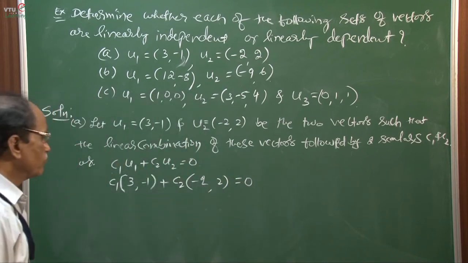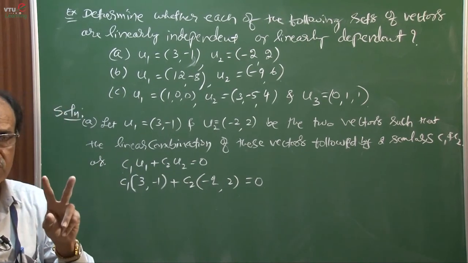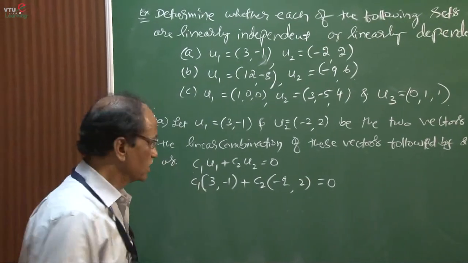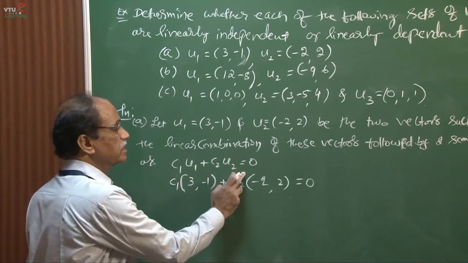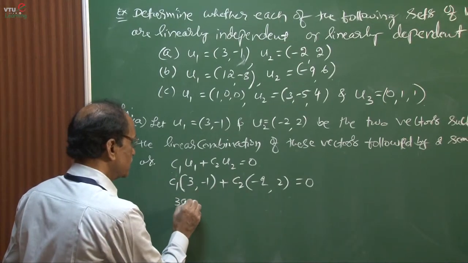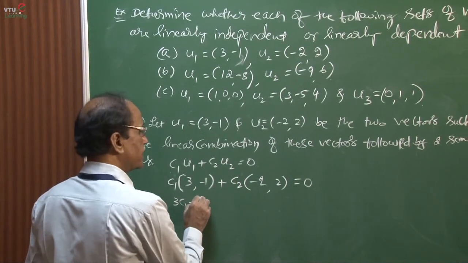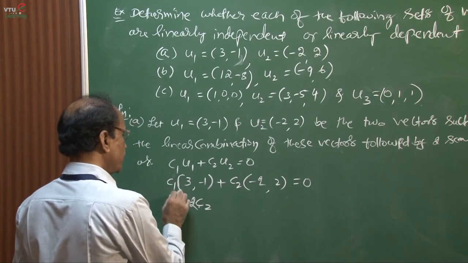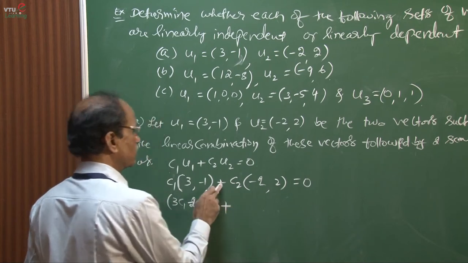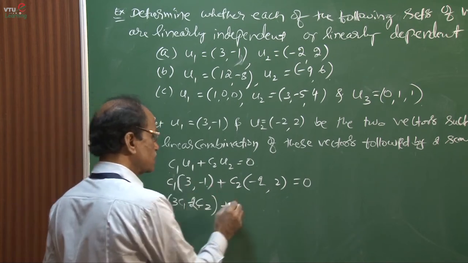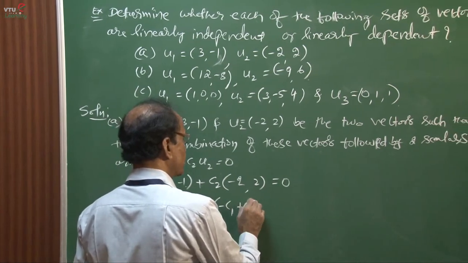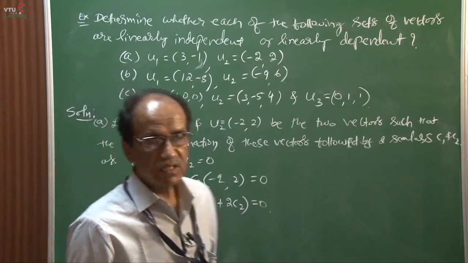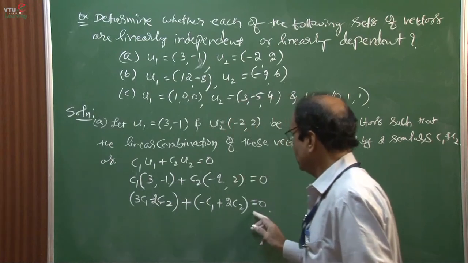So now you can form two linear equations. Linear equations means c1 to the power 1 and c2 to the power 1, because linear means degree is 1. So 3c1 minus 2c2, grouped in one bracket, and minus c1 plus 2c2 is equal to 0. So these are the two equations when you compare. What is that?